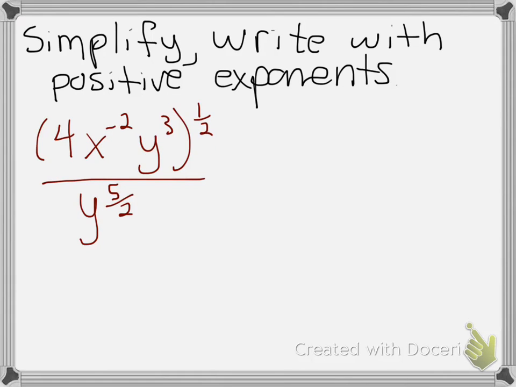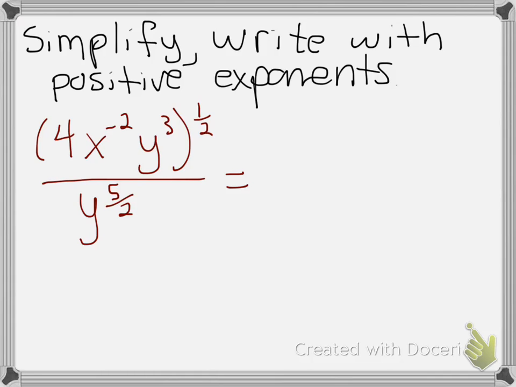Alright, simplify, write with positive exponents. Alright, so let's go ahead and look at this one. I've got a fraction with a bunch of different exponents, but on the top I do have a parenthesis around the 4x to the negative 2y cubed. So that whole thing is raised to the power of 1/2.